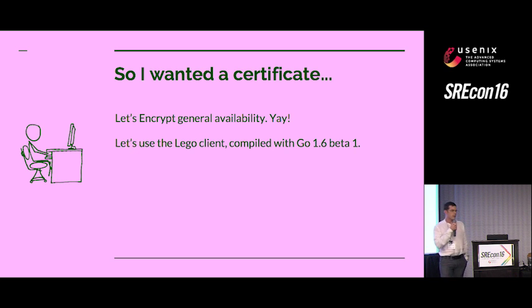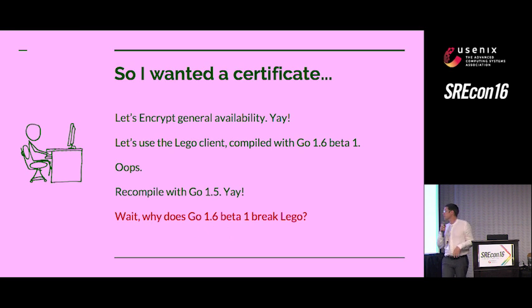So it started off innocently enough. I just wanted a certificate. Let's Encrypt had general availability. I thought, all right, cool, we're going to play with a new toy, get secure. So I thought, well, I'll use the Lego client because it's written in Go, and I love Go. And of course, I can't just use Go like a normal person. I'm on tip all the time because I'm a Go lover. So at that point I had Go 1.6 beta 1, and I just thought, oh, that'll be fine. Whoops.